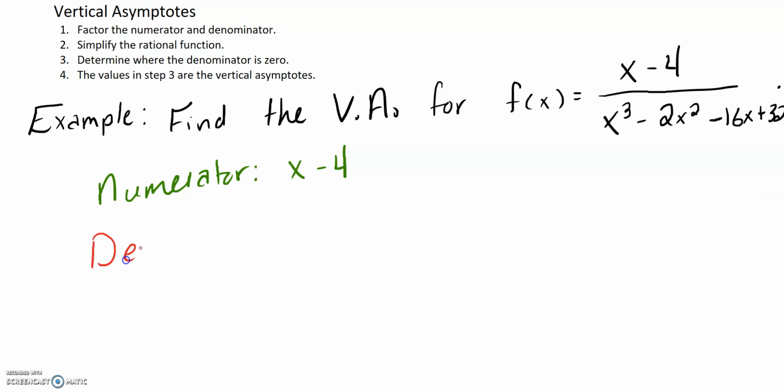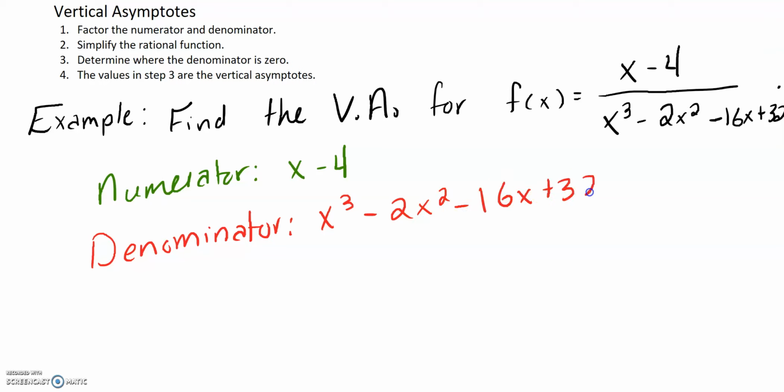Denominator, though, is going to require a little bit more work. x cubed minus 2x squared minus 16x plus 32. Now that that's more legible, notice there's 4 terms. So what I can do with these 4 terms is group them. So group the first 2, group the last 2. These first 2 both have an x squared in common. So that's what I'm going to pull out. That will leave me with an x minus 2 in parentheses.